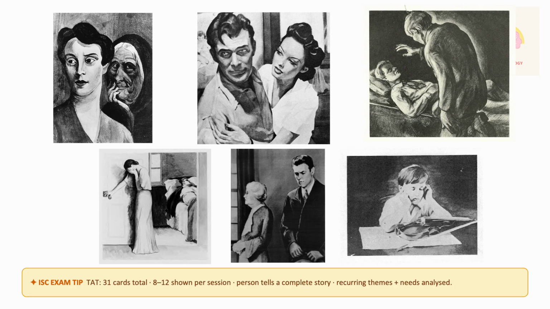Again, for your exams, you need to know that there are 31 cards in total, how the test is administered, that is, the person tells a complete story for each card, and how the analysis and scoring is done, according to themes, needs, and conflicts.